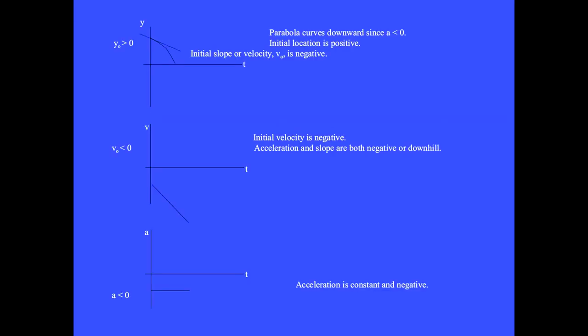Here are the plots. In the acceleration versus time plot, the acceleration is constant and negative. In the velocity versus time plot, the initial velocity is negative. The acceleration and slope are both negative. In the position versus time plot, the parabola curves downward since the acceleration is negative. The initial location, y sub 0, at the top of the roof, is positive. The initial slope or velocity, v sub 0, is negative.